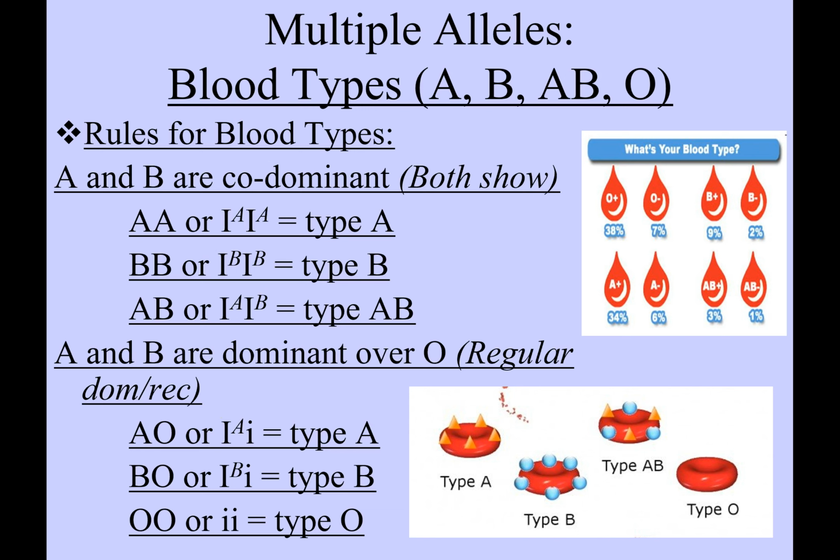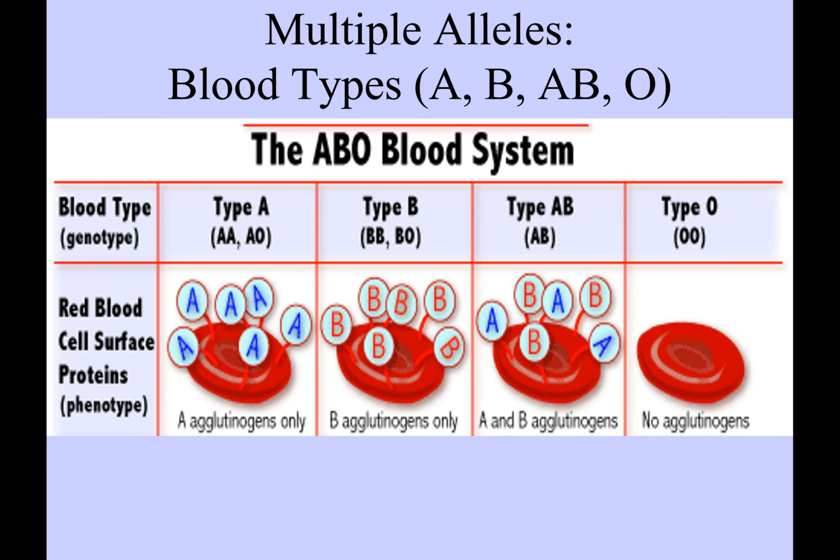In terms of what this all means for your genetics and donating blood or receiving blood, you have to make sure that if you were to ever receive a blood transfusion, and of course a hospital would make sure that they had this all squared away, right? You would get blood that matches the proteins on the surface of your red blood cells.